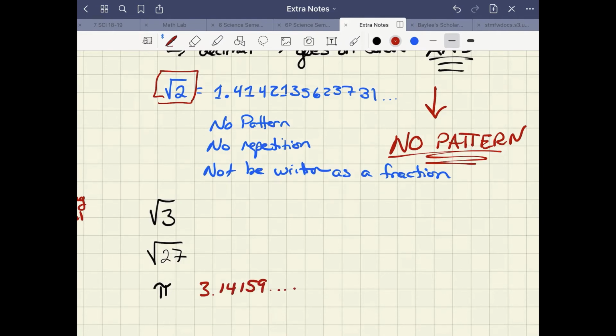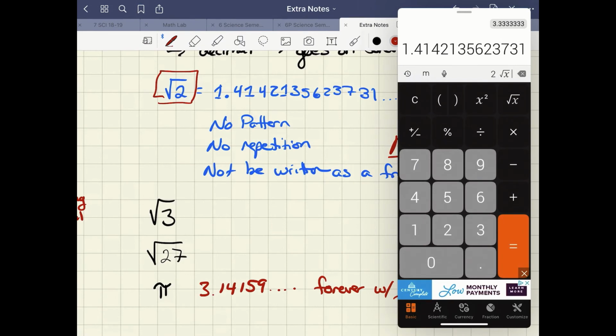3.14159... It goes on forever with no pattern. It fits that key idea, no pattern. You might be thinking, well, what about the square root of 27? Well, the square root of 27, again, no pattern. Well, what about the square root of 3? The square root of 3, again, no pattern.